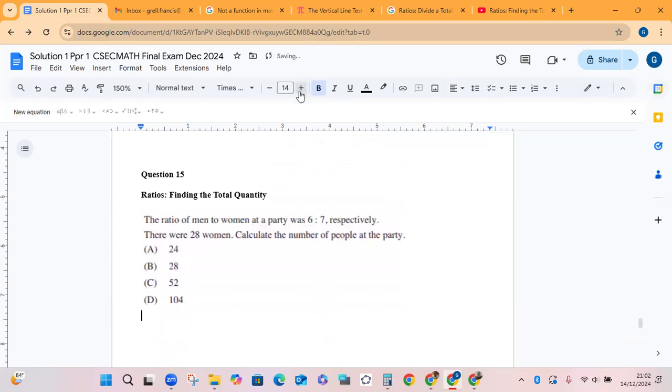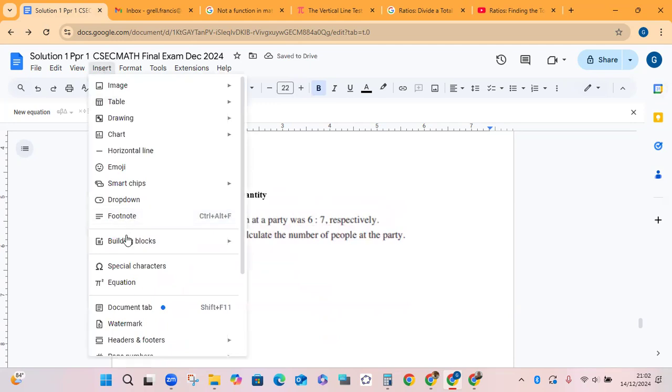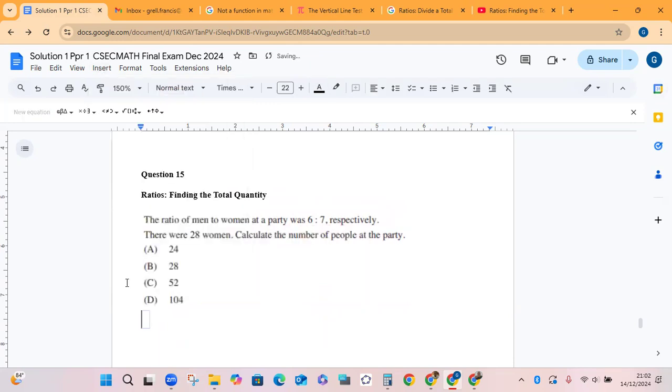So we can first find the quantity for one part by dividing the 28 by the 7. So we can type the quantity for one part would be equal to the 28 divided by the 7. That will give us 4. That's the quantity for one part.